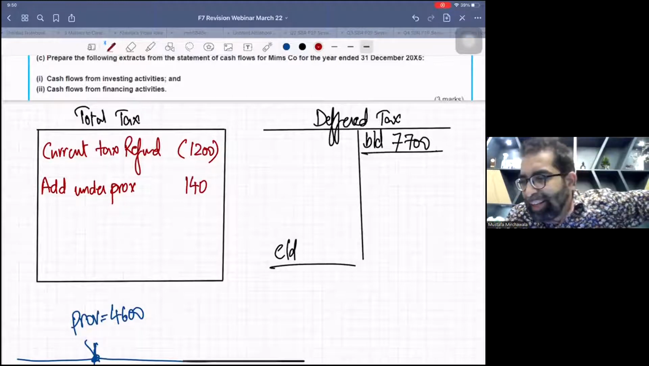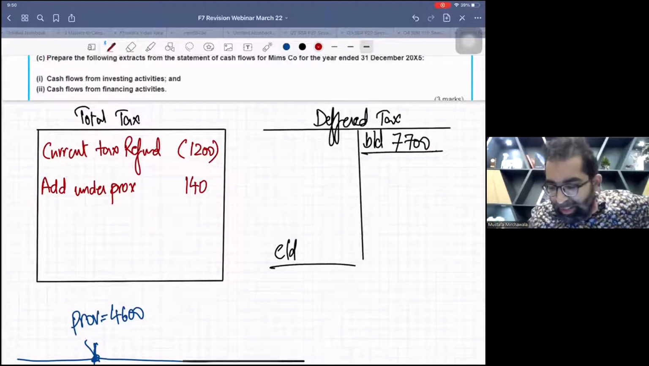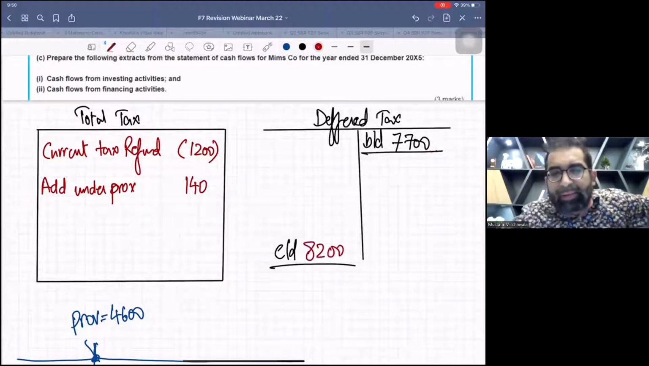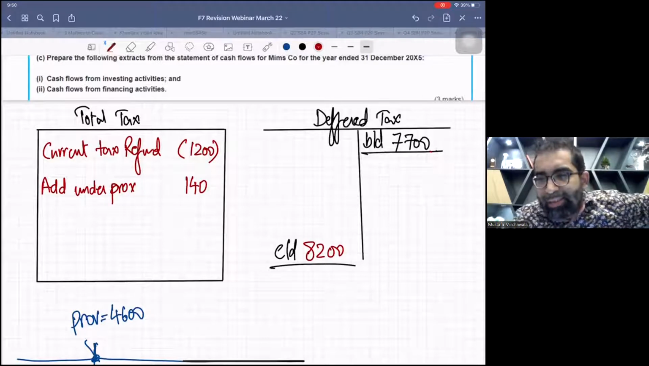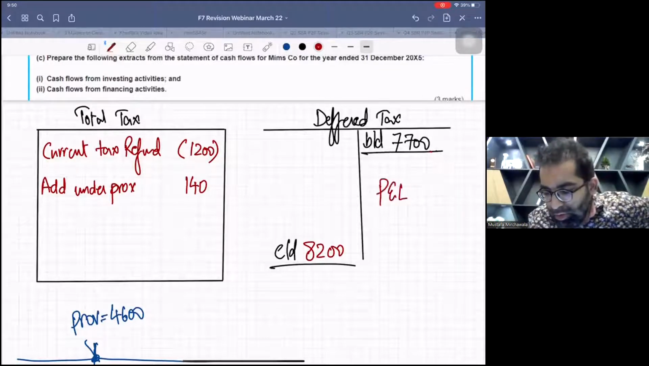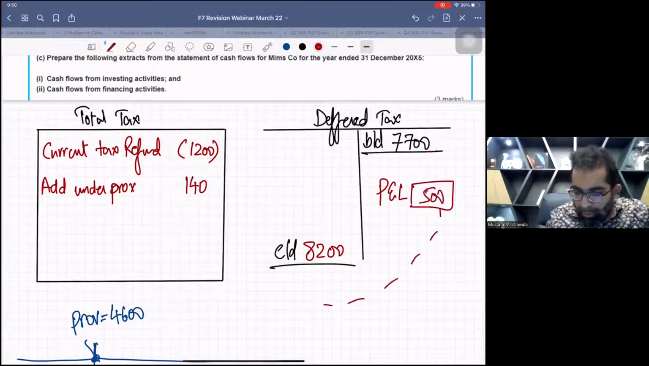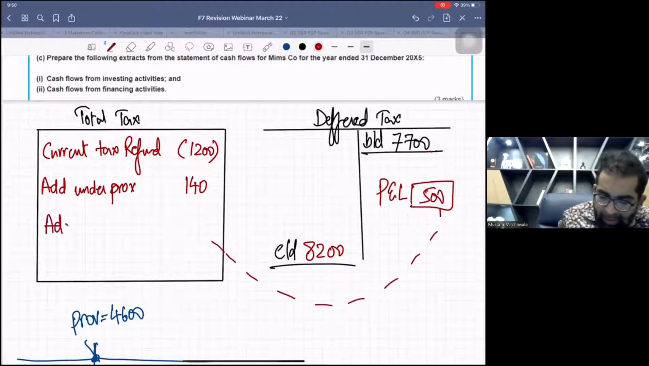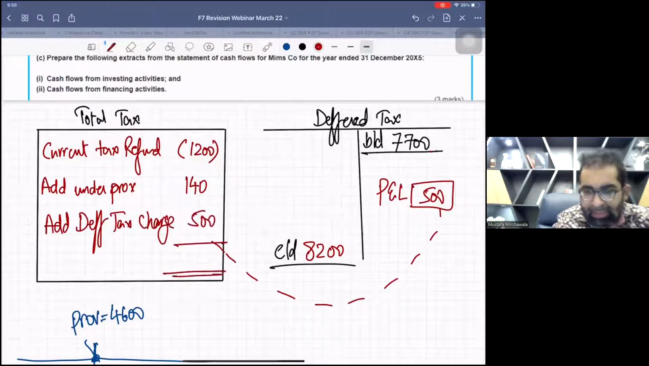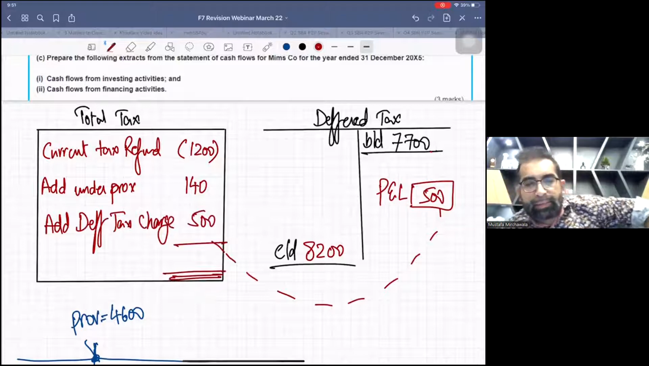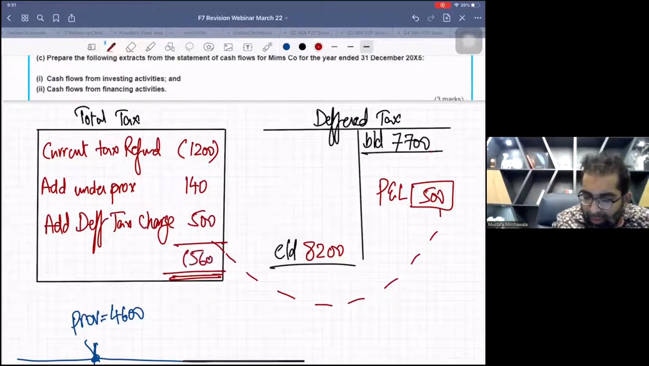Now come to deferred tax. Very, very tasty in this question. Opening deferred tax liability is 7,700. Closing is 8,200. Can you tell me if deferred tax liability is increasing or decreasing? It's increasing. So there will be a deferred tax charge of 500, which is an expense. It will be added. Add deferred tax charge of 500. Can you tell me if the net answer is expense or income? I think the net answer is negative 560. This is your income. That's it.